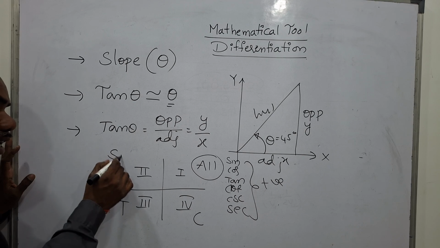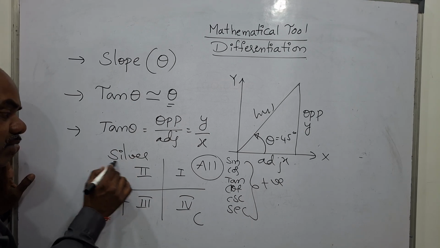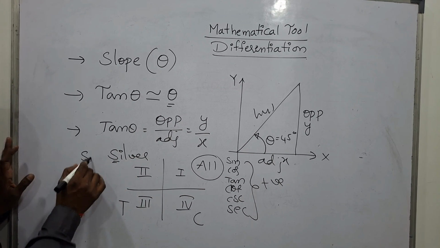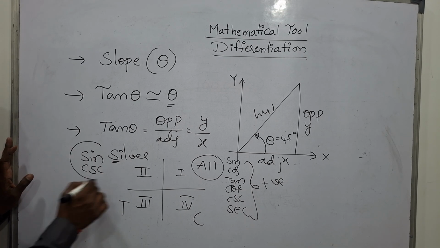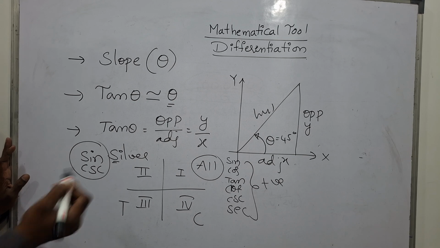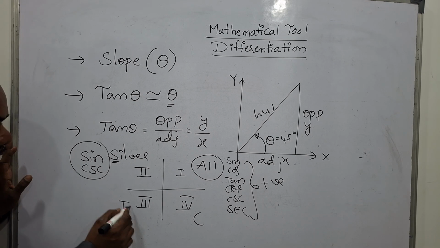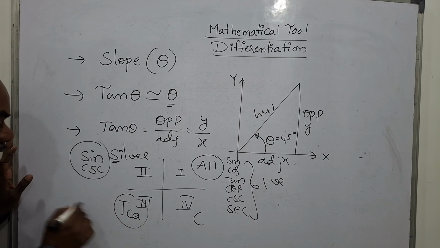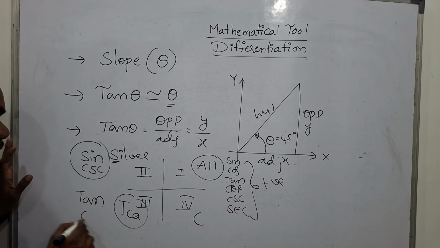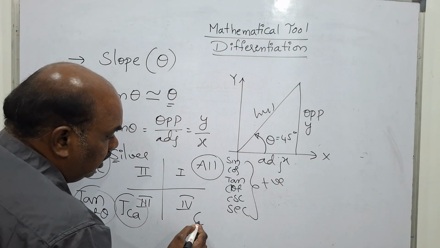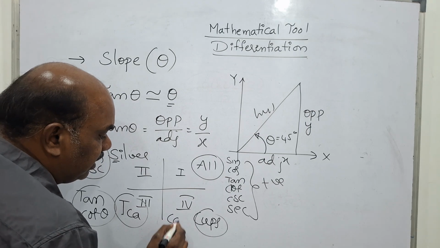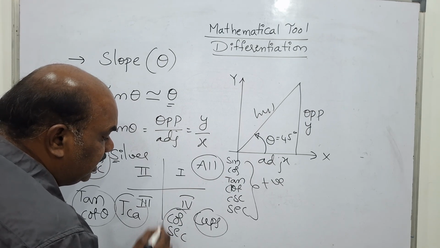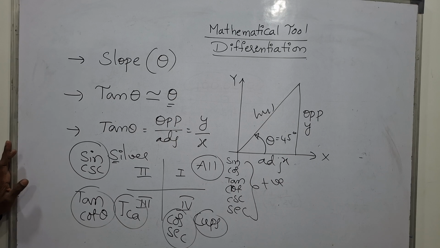Second quadrant, Silver. What is the first letter? S. S means sine. What is the sine reciprocal? 1 by sine is cosec. Only these 2 trigonometric functions are positive. The remaining 4 are negative. Teacups: T, first letter T. T means tan. 1 by tan is cot. Only these 2 are positive in the third quadrant. And the last one, Cups: first letter C. C means cos. 1 by cos is secant. Only these 2 trigonometric functions are positive.